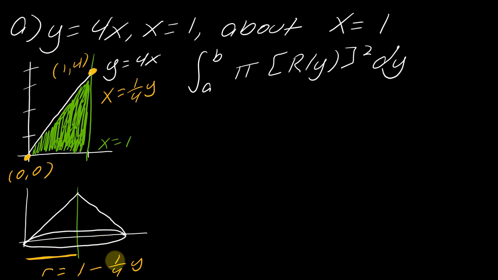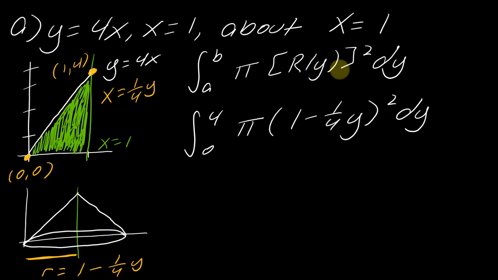So my radius is represented by this function here. So the radius squared is going to be 1 minus 1/4 y squared. And then I'm going from here to here, so we're integrating everything with respect to y. So I'm looking at all the y coordinates. So I start here at 0, 0, and then I go up here to 4.